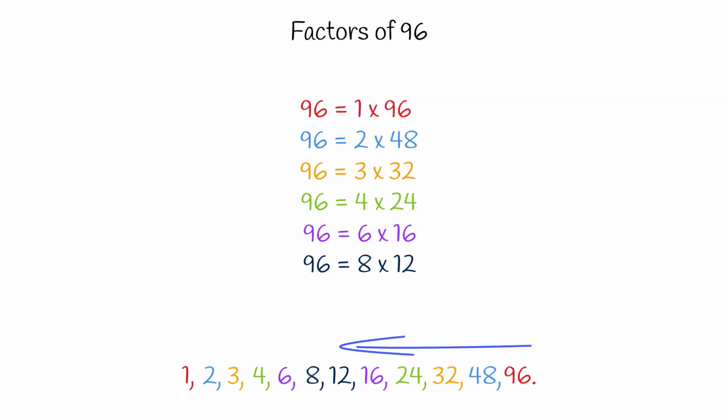So the factor pairs of 96 are 1 and 96, 2 and 48, 3 and 32, 4 and 24, 6 and 16, and 8 and 12. If you write these all in a list, you have all the factors of 96, which are 1, 2, 3, 4, 6, 8, 12, 16, 24, 32, 48, and 96.